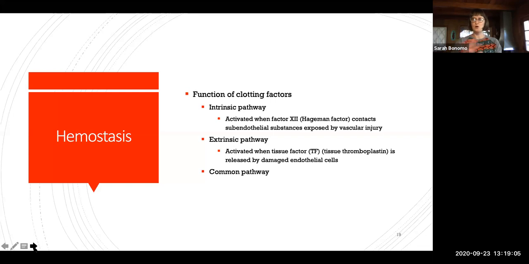So that's all I want you to know about this. In the book, it's down and dirty with lots of detail, but just recognize you've got to have intrinsic and extrinsic. They both work together to make the common pathway happen. You activate factor 10 in the body, you can make a clot. That's it. Don't go any further in depth than that.